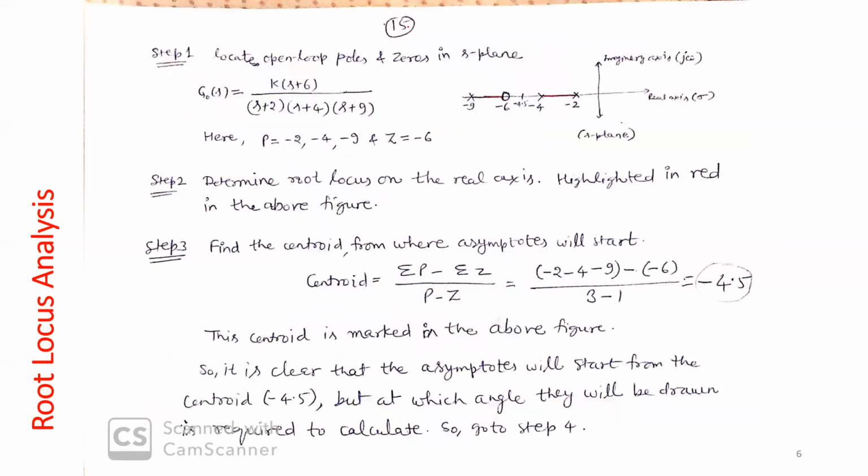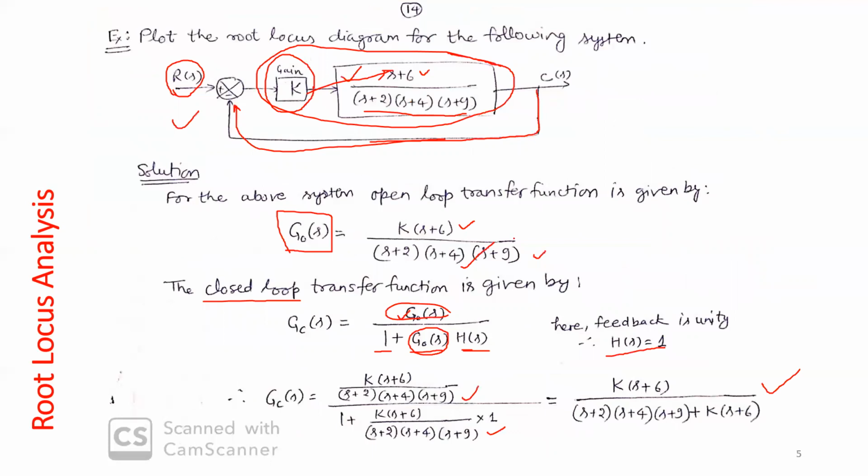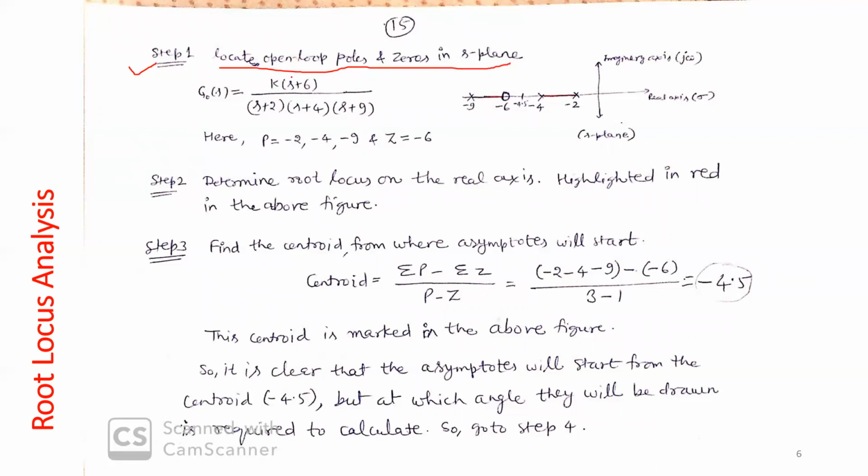Now we start with step 1. Step 1 is to locate your open loop poles and zeros in the S-plane. Okay, so the open loop transfer function is this one. We will use this open loop transfer function. From here, the open loop zero will be -6, isn't it? The zeros are obtained by putting the numerator equal to 0. So when you put s plus 6 equal to 0, you have your zero, z equals -6.